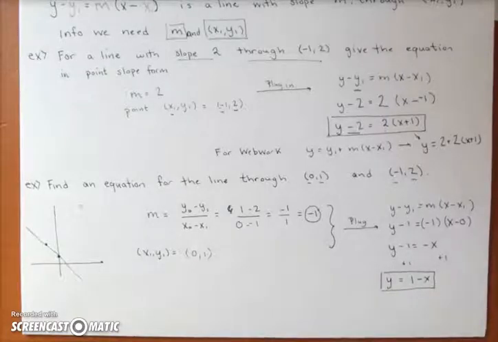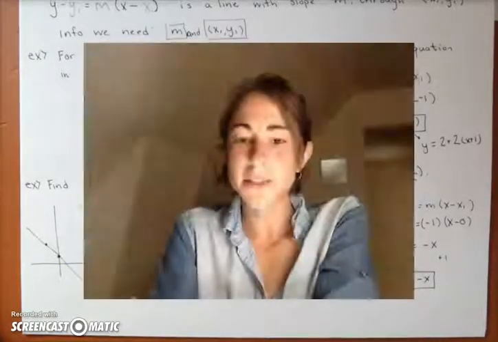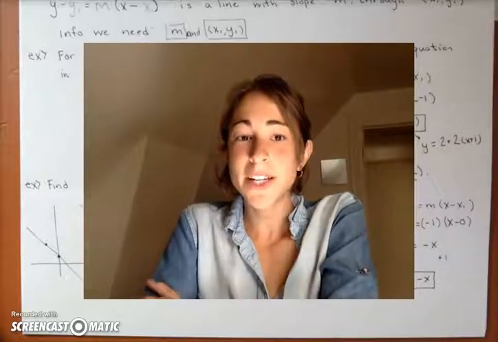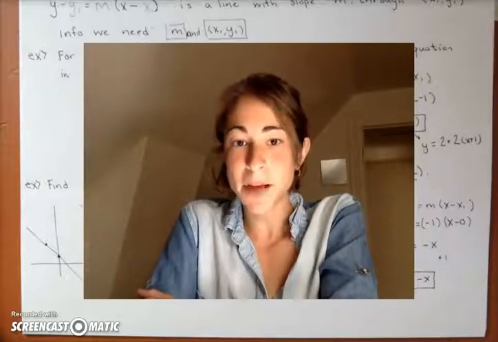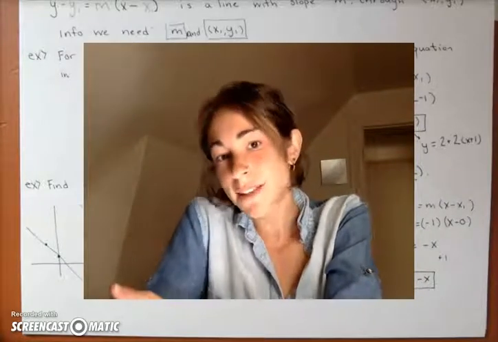I hope that these examples made clear how to use the point-slope form. In the next video, I show you where the point-slope form comes from so that it's not so random.